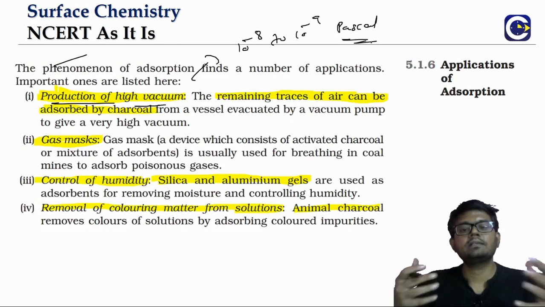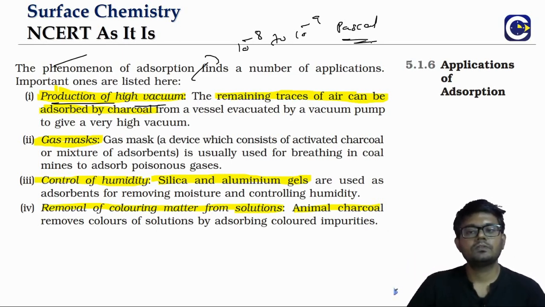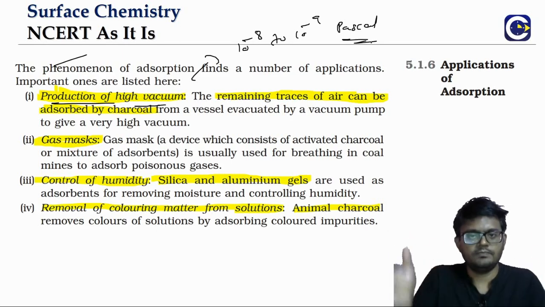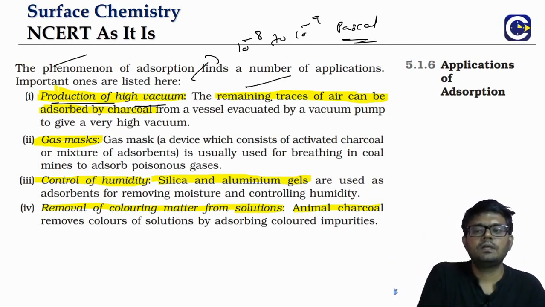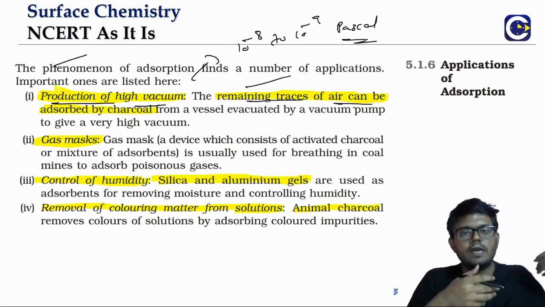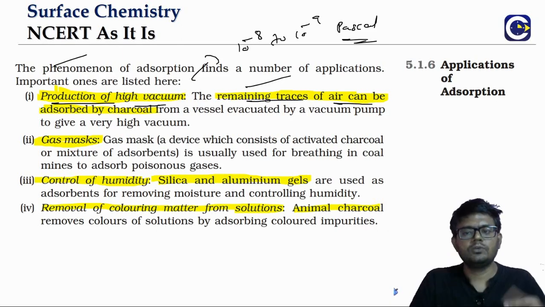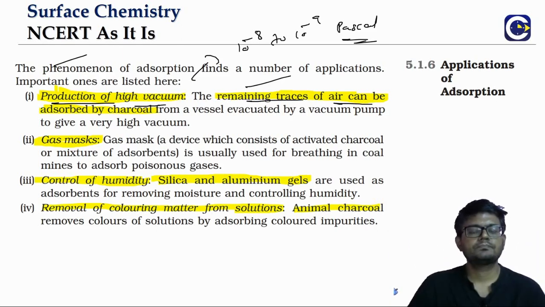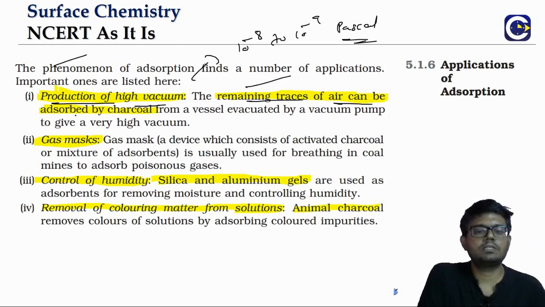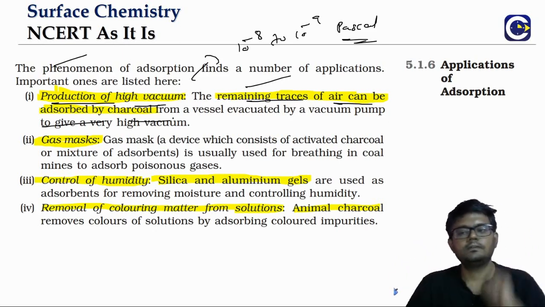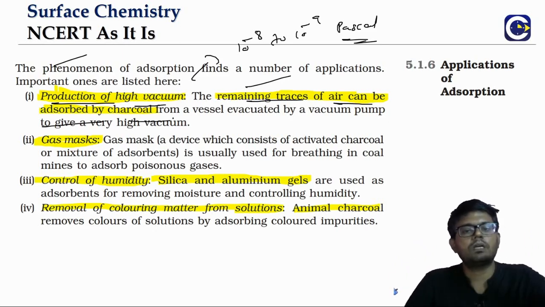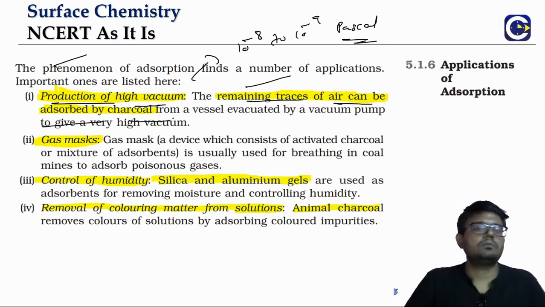So how do we create this high vacuum environment? If you look at any room or any space for that matter, even though you use a vacuum pump to take out the air, you will have some traces of air left behind. But if you throw some charcoal into that vessel, whatever the traces of air, whether it is oxygen or nitrogen, will come and adsorb on the surface of the charcoal, and we can remove the charcoal and thereby remove the gas also.